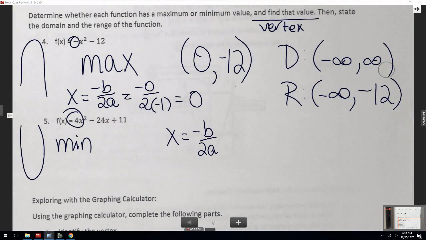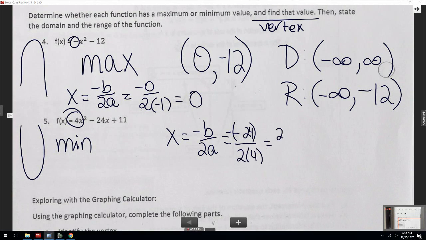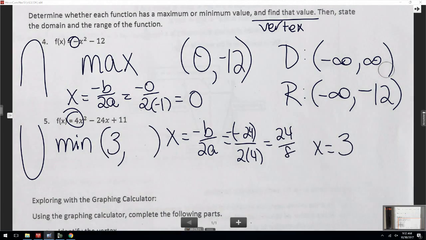What's your b in this case? All right, so it's negative and then negative 24. So positive 24, Dylan. Very good. All right, and then 2 times a. What's your a value? 4. So 2 times 4 is how much? 8. So it's 24 over 8. So what's x equal? 3. There you go. And that is the first value of your minimum.